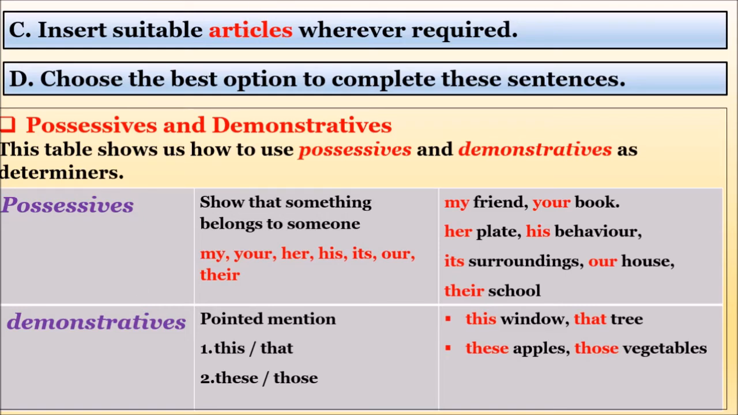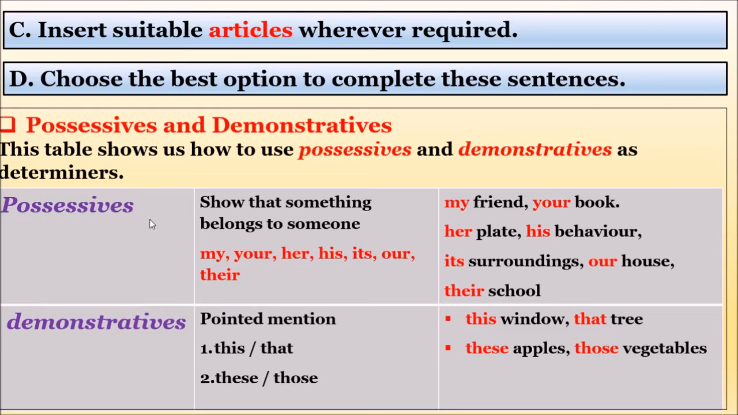So I think now you have come to know where you have to use the simple basic articles a and the. Okay children, now let us look into the possessive and demonstratives. Here, when we talk about the possessives and demonstratives, this table shows us how to use possessives and demonstratives as determiners. The given table will be very useful because from the beginning we are using the same tables in all the grammar parts to make it easy to understand, right? So the same way this table will also help us to understand the concept.